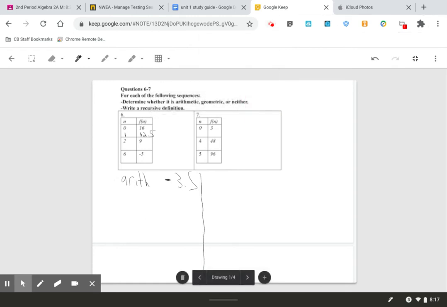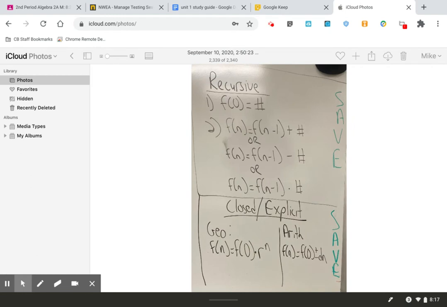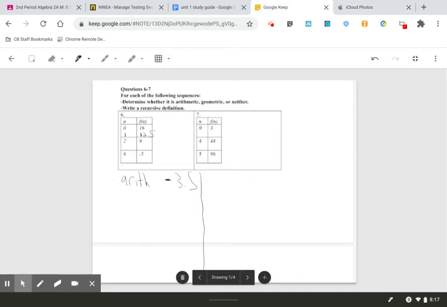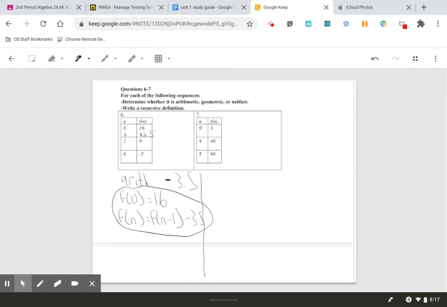So let's write our recursive. Our f of 0, our starting term, is 16. So f of 0 equals 16. And then we're going to have f of n equals f of n minus 1 minus 3.5. So that's our recursive. The important thing with this is to realize that there were some skipped terms here. It went from 0 to 2, so they skipped 1. So we needed to account for that when we figured out the pattern.